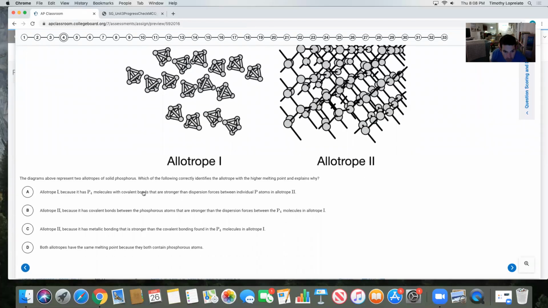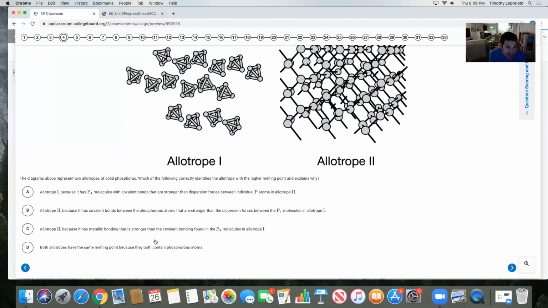So which of the following correctly identifies the allotrope with the higher melting point and explain why? It's going to be allotrope 2. Now we've got to double check the reasonings. Choice B, allotrope 2, because it has covalent bonds between the phosphorus atoms that are stronger than the dispersion forces between the P4 molecules in allotrope 1. I like that. Let's just check C though.